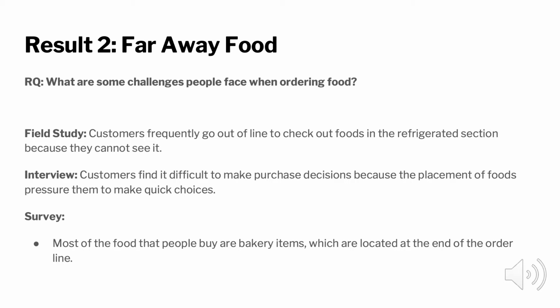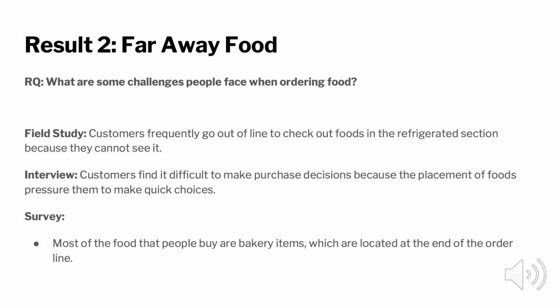This builds off of my results from my field study and my interviews. My field study showed that customers frequently go out of line to check out foods in the refrigerated sections because they can't see it from the line. Additionally, my interviews show that customers find it difficult to make purchase decisions because the placement of the foods pressures them to make quick choices.